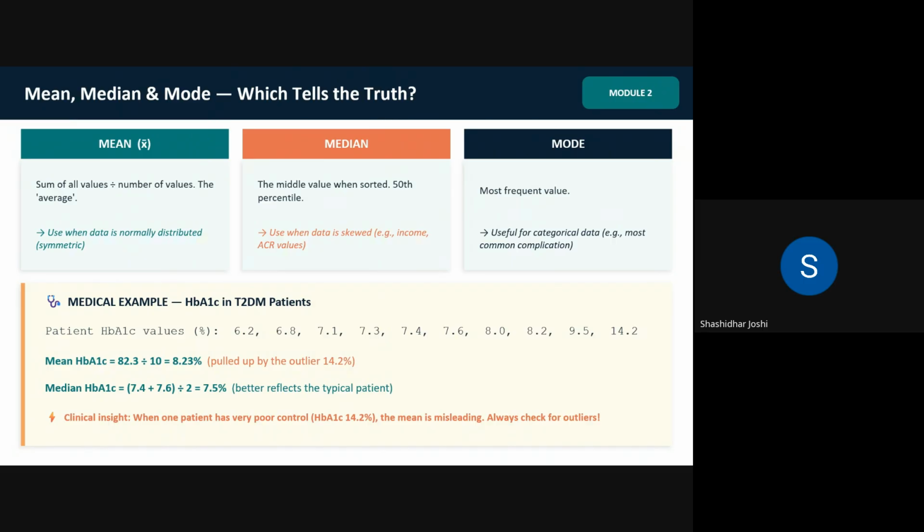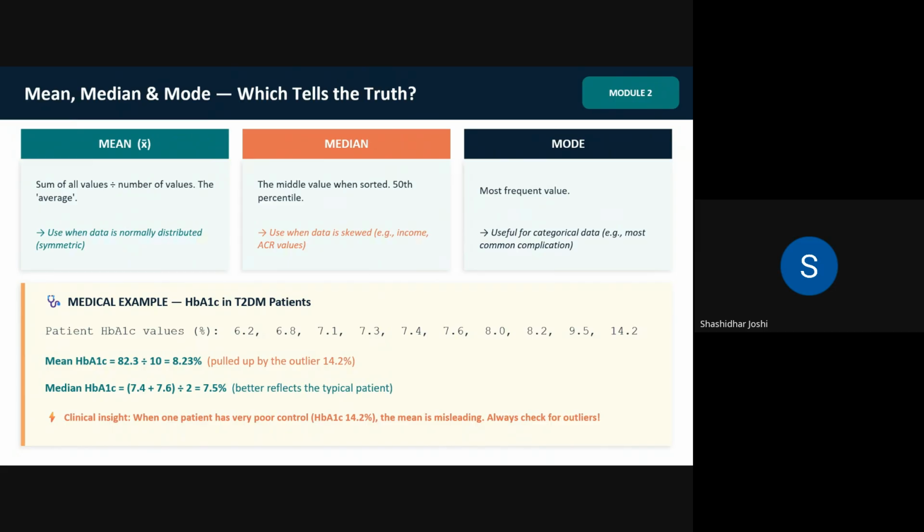What could be the median now? The median will be the exact mid value. If you take this series, the middle value is, I think, 7.4, if you remove 14.2. So 7.4 is our median during that time.